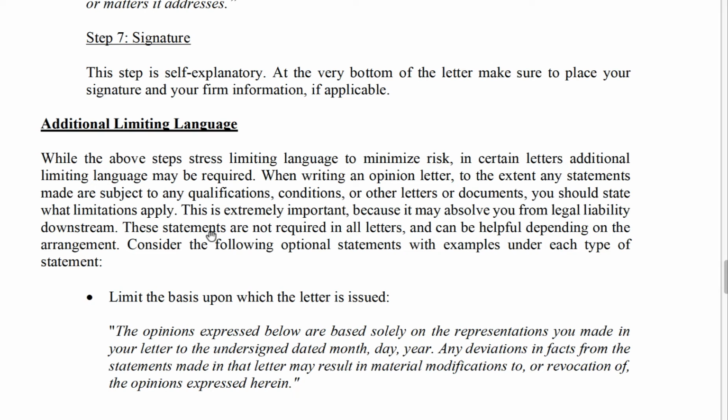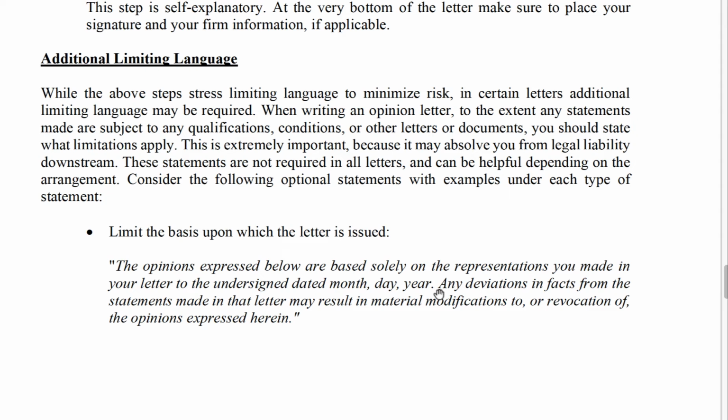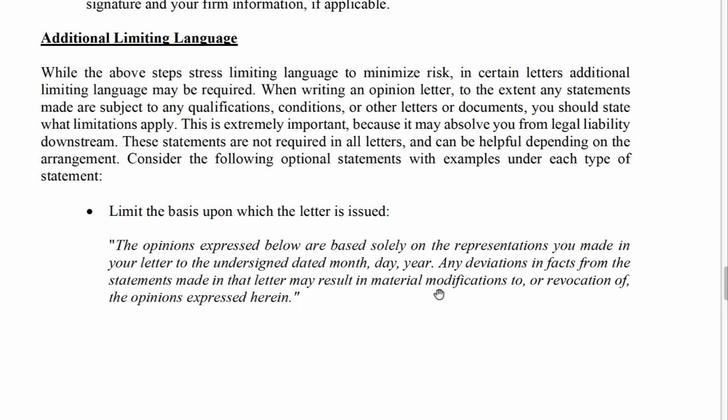So the letter from the steps I've done above already has enough in there for a client where you feel comfortable about the position, you feel comfortable about things, but again, this is to provide additional assurance. So I have some examples, some additional optional statements that you might want to use if you have very, very, very questionable situations. So, limit the basis upon which the letter is issued.